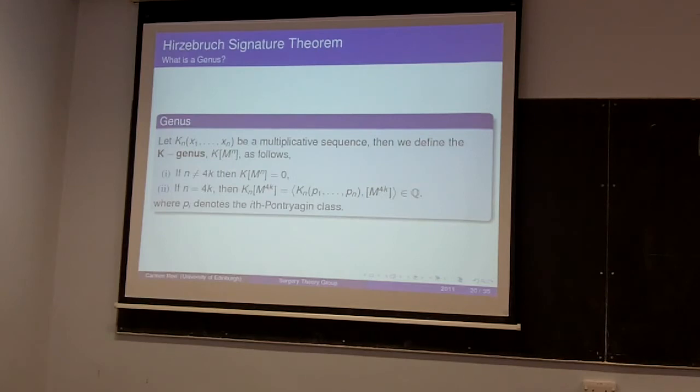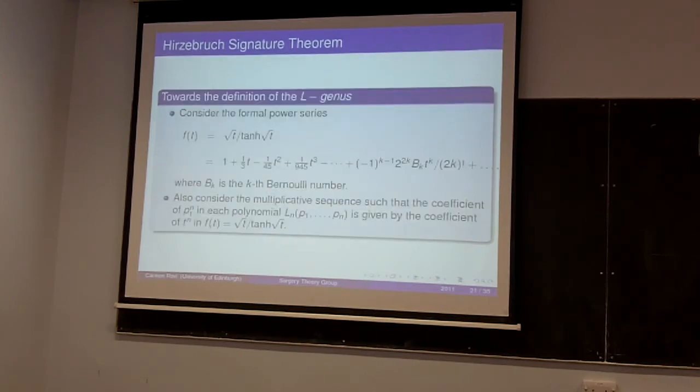So that's the definition. If the manifold doesn't have dimension a multiple of 4, then the K genus is just 0. If it is of dimension a multiple of 4, then it is not 0, and it belongs to the rational numbers. And here in particular, I'm writing down P1, P2, Pn, where Pi denotes the i-th Pontryagin class. That's the general definition of a genus.